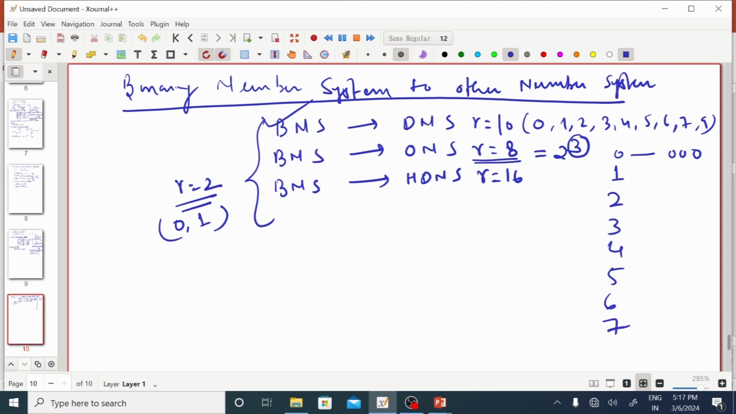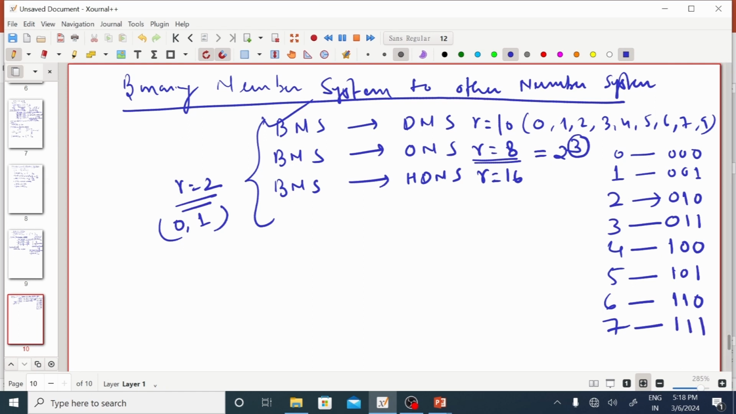So that's why we represent each octal digit by a group of 3 binary bits. 1 corresponds to 0 0 1, 2 corresponds to the binary number 0 1 0, 3 corresponds to 0 1 1, 4 corresponds to 1 0 0, 5 corresponds to 1 0 1, 6 corresponds to 1 1 0, and 7 to 1 1 1. So this means the octal digits 0 to 7 are represented by using 3 binary bits.